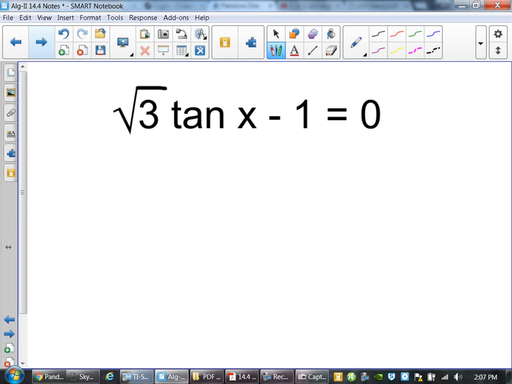Root 3 tangent of x minus 1. Obviously, add 1, divide by root 3. Okay. So x is going to be what angle has 1 over root 3, or root 3 over 3? But do I need to rationalize? No. And this is an example of why I don't need to rationalize.